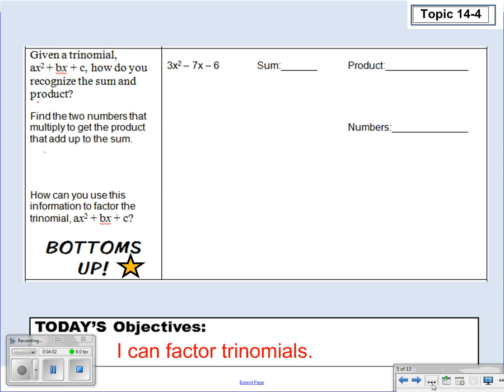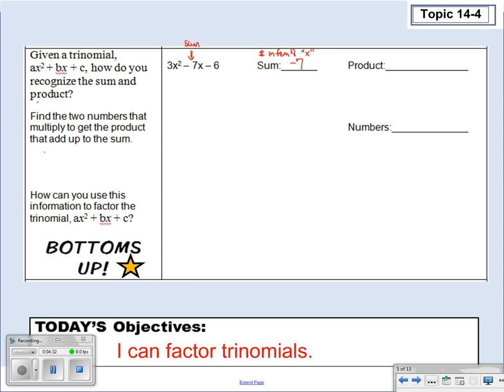So our sum comes from the middle term. Our sum here is negative 7. The sum is always the number in front of the x. Next, I want us to find the product. The way that we get the product, I'm going to give myself some helpful hints. The sum is the number in front of x.